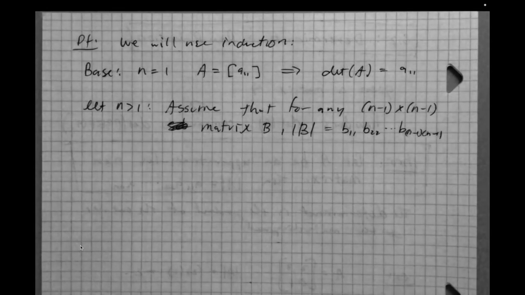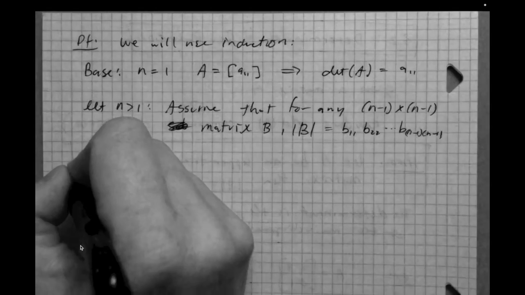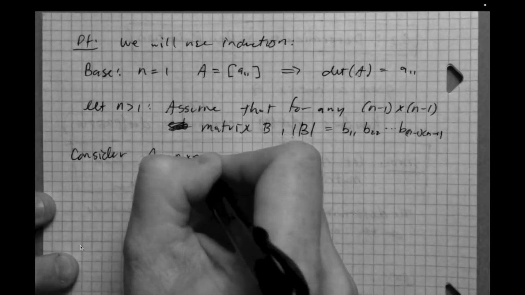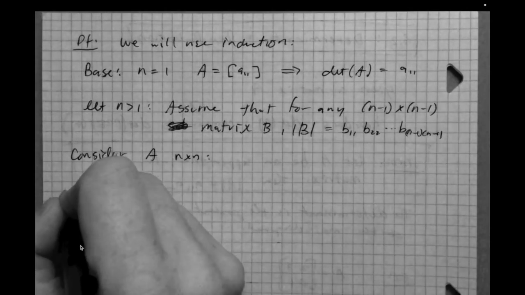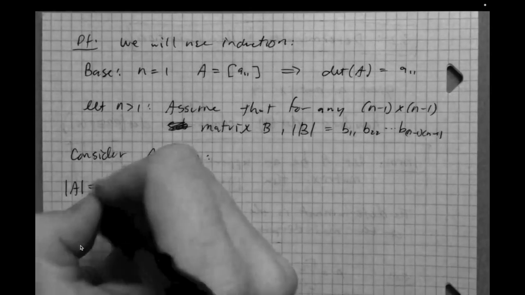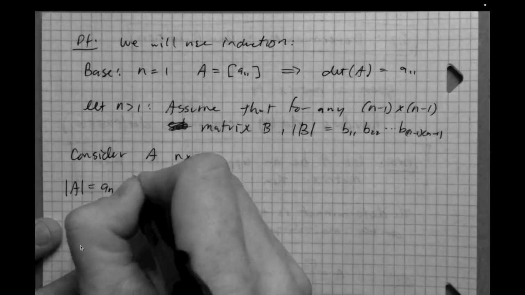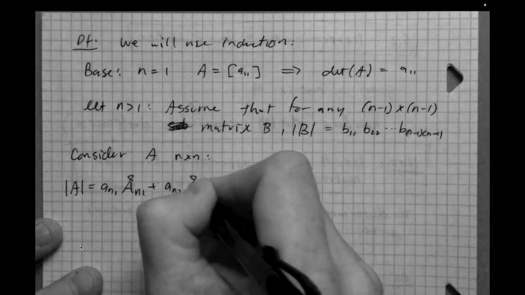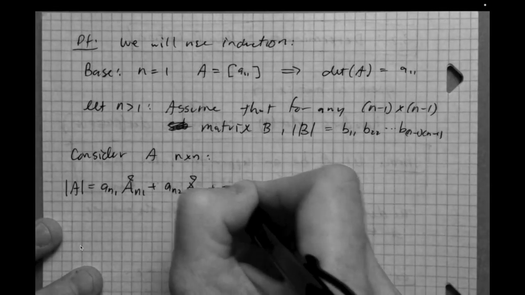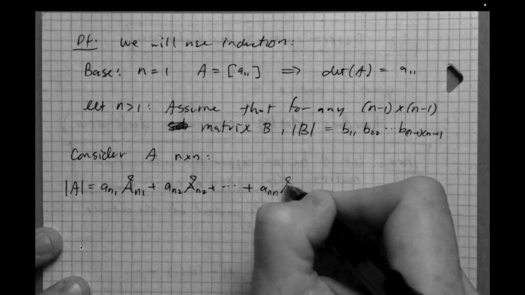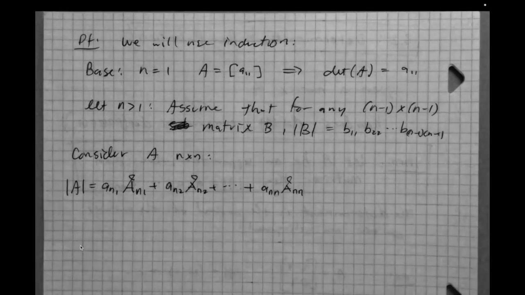Okay. All right, then consider A n by n. So the determinant of A, let's just write it out. It's going to be an1 plus an2 plus dot, dot, dot, plus ann. Okay, that's just the definition.